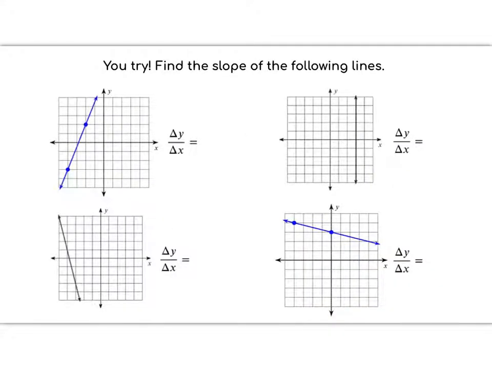Okay, here are 4 for you to try. Pause the video. You find the slope of these 4 lines. If you need to, draw in the slope triangles if it's appropriate. Make sure you check if it's positive or negative. Some of them you have to find the points on. Then when you're done, turn the video back on and check your work.